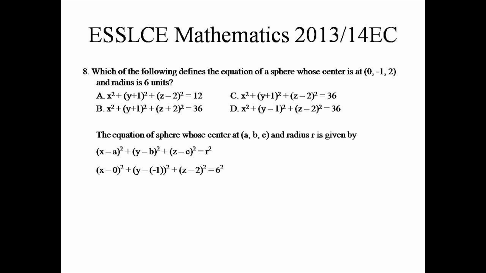x minus 0 is x, so x^2 plus y minus negative 1 means (y + 1)^2, because the product of two negatives is positive, plus (z - 2)^2 is equal to 6^2, which is 36. So choice C is the answer.